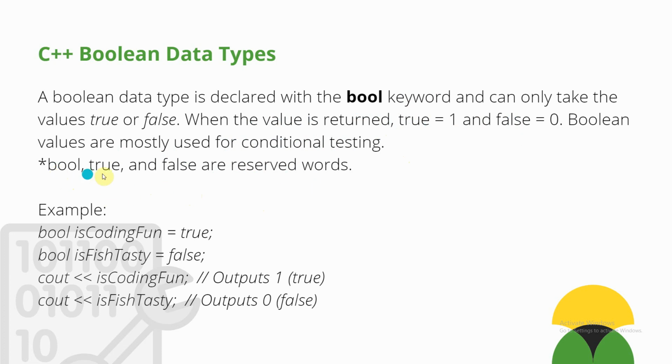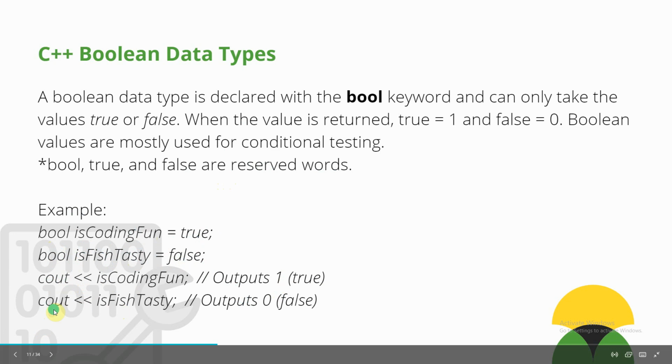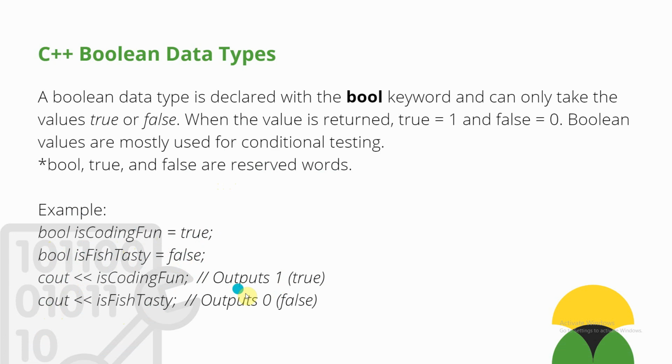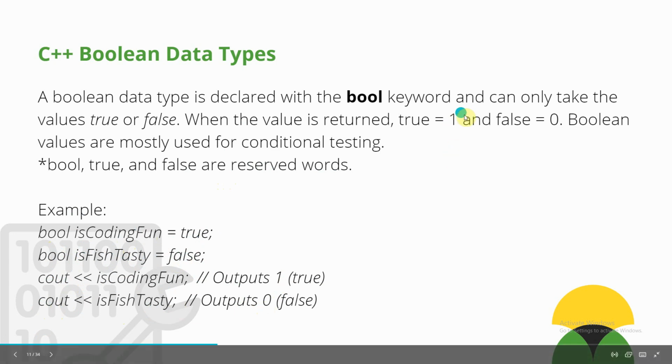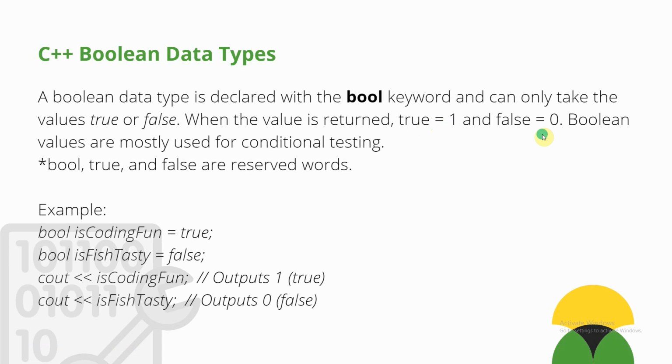Also another note, bool, true, and false are reserved words, so that means you cannot declare them as variable names. An example, bool isCodingFun equals true. Another declaration, bool isFishTasty equals false. Then with its cout isCodingFun, it will output 1 for true, and once it's cout isFishTasty, which is false, it will output 0. So again, this represents 1 for true and 0 for false.